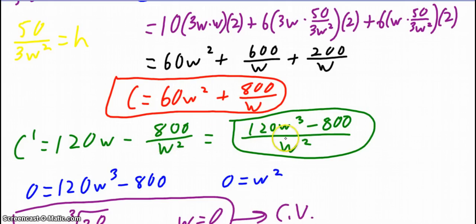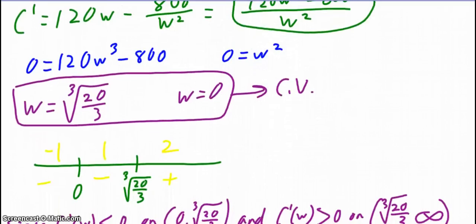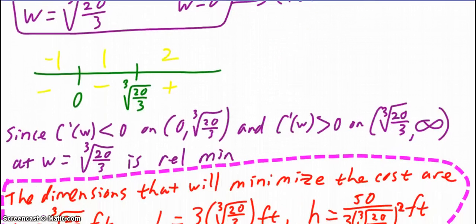Rewrite this as a rational equation, so I get 120w cubed minus 800 over w squared. Find the critical values, so set the numerator and denominator equal to 0. So I get w equals the cube root of 20 over 3, and w equals 0 are my critical values. Again, I know that w can't actually equal 0, but it's important to put that on my increasing and decreasing chart. If nothing else, it shows me that I have to restrict this interval. Now, granted, I would know I'd have to restrict that interval anyway because w can't be 0, but it's nice to show it here.